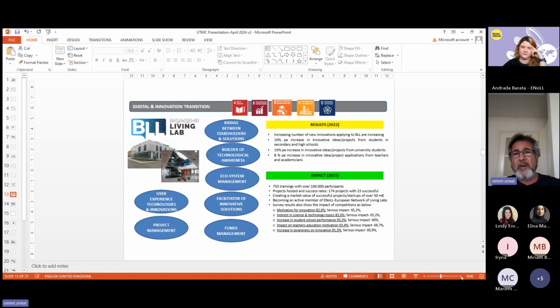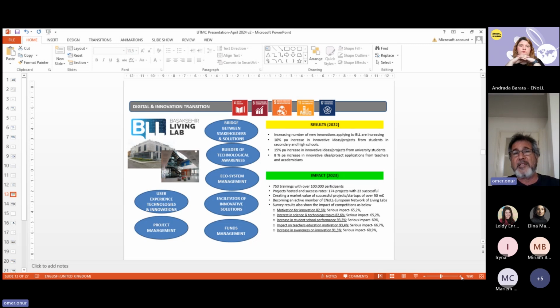Some of the impacts we created have been providing trainings on technology to over 100,000 people, hosting more than 170 innovative projects, of which 23 have become successful businesses. The motivation we have created in the city in becoming entrepreneurs and working on innovative projects has increased above 60% in general.